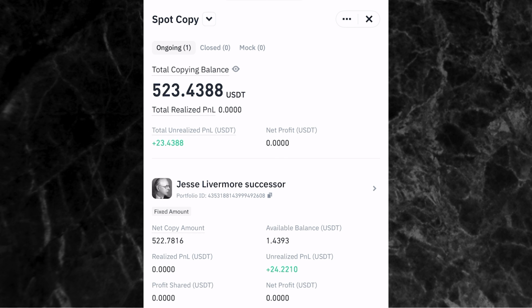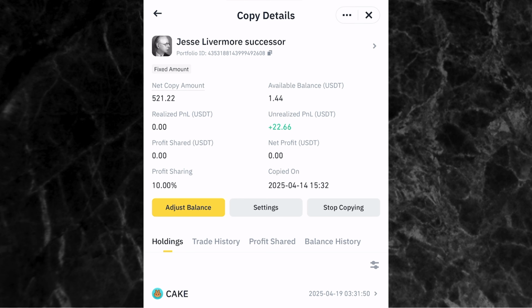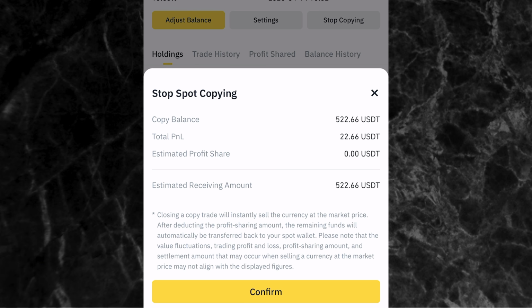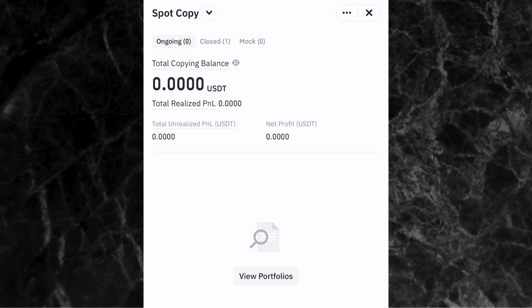Now, before I go, let me show you how to stop copying a trader, because that's one question that a lot of people asked me. If you want to stop copying a trader, what you just need to do is to click on this arrow in front of the trader's name, and then you click on stop copying right here where the arrow is pointing to. So I'll click on it. And then at the bottom side of the screen, just click on confirm. And just like that, I've stopped copying the trader and my balance will be in my spot wallet.